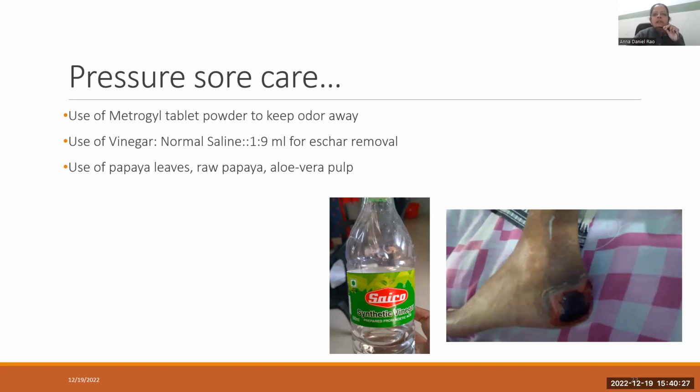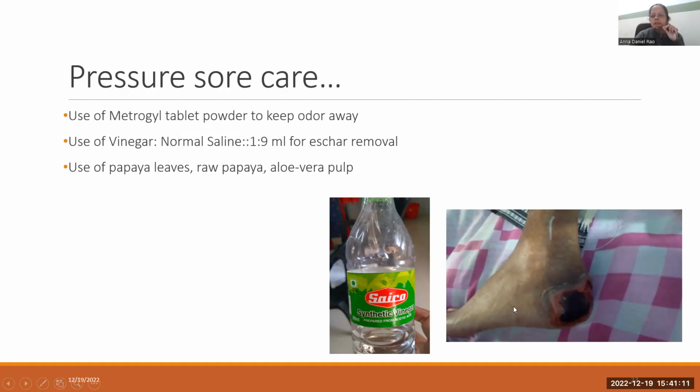Then for removal of HR, one simple solution can be used, like white vinegar. 1 ml is mixed with 9 ml of normal saline, and that solution can be used for this purpose. You need to dip the dressing material, a gauze piece, in it and keep it over the HR. In a few days' time, it will get removed. Daily you have to do the dressing. The rest of the part, you can see the wound here, can be treated by the same method.